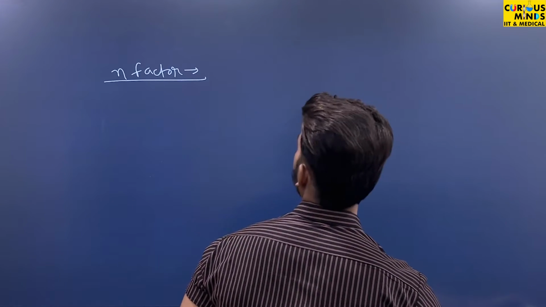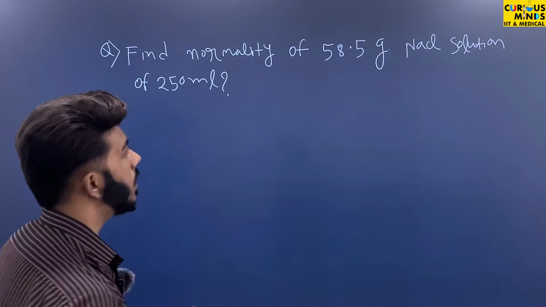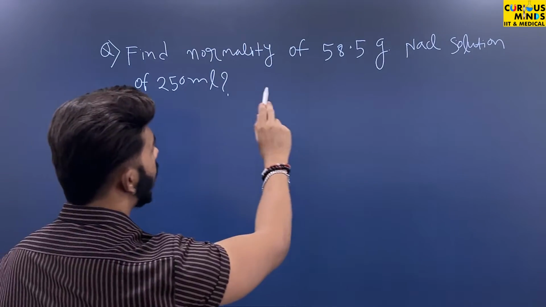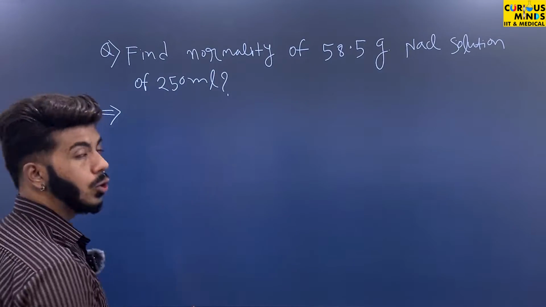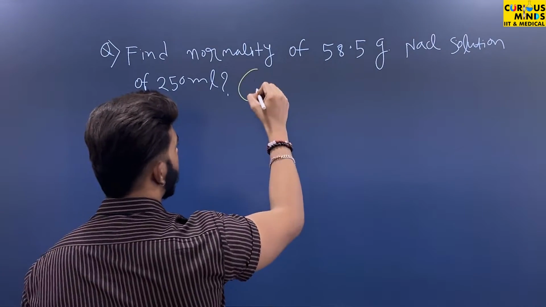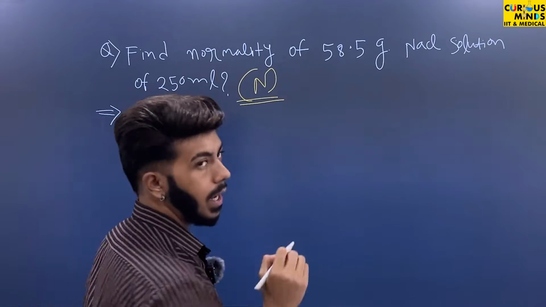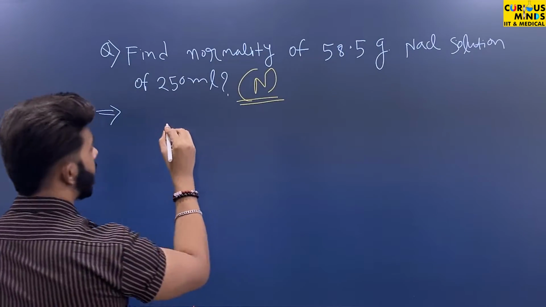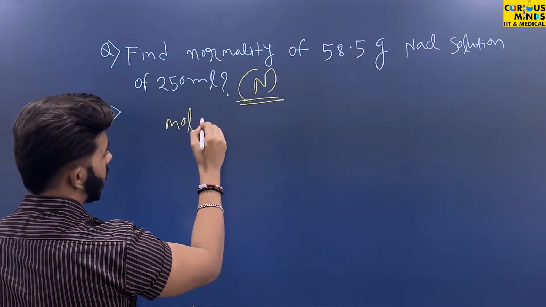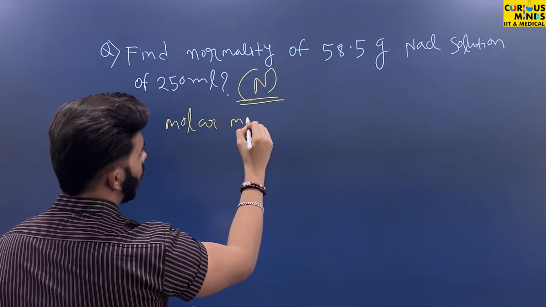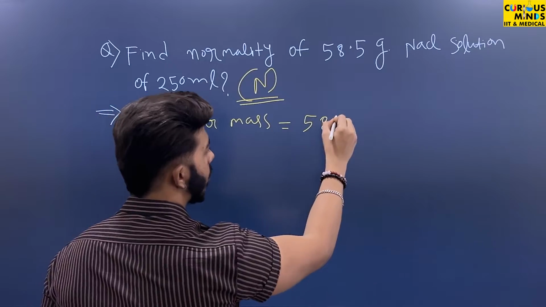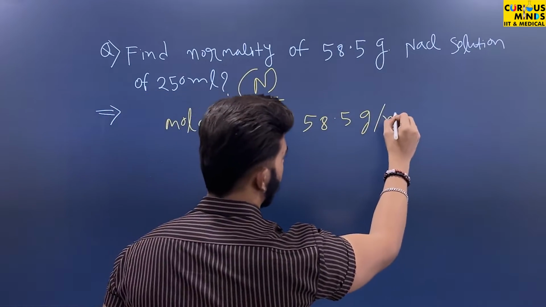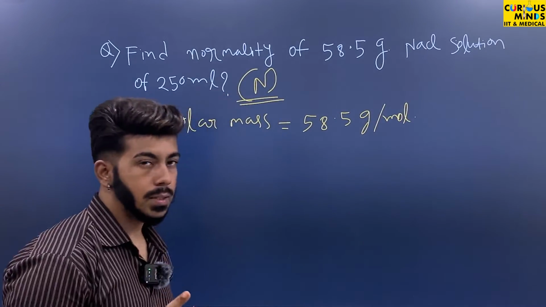So this is the question. Find the normality of a 58.5 gram NaCl solution of 250 milliliter. Now we have to find normality N, right? So for that, first let's find the molar mass, that is the molecular weight. What will be the molar mass? Na plus Cl, which we have already solved, 58.5 gram per mole. That will be the molar mass.